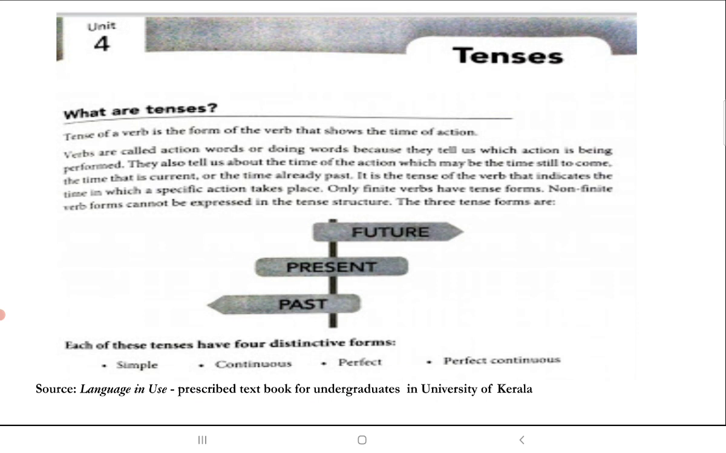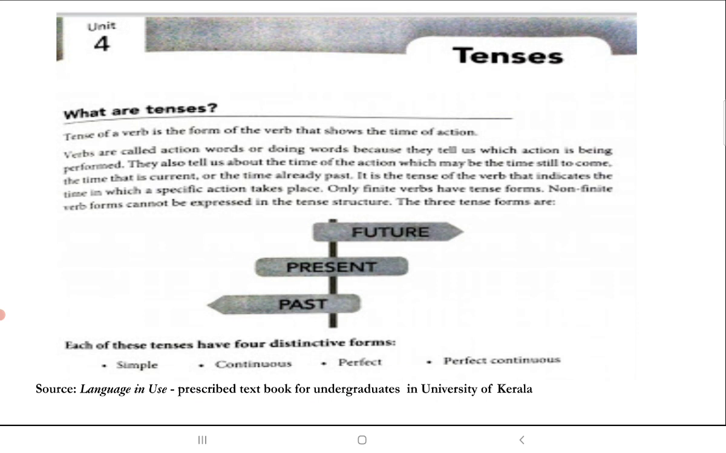So verbs are called action words or doing words because they tell us which action is being performed. They also tell us about the time of the action, which may be the time still to come, the time that is current, or the time already past. Time still to come, future. Time that is current is present, and the time already past is the past tense. It is the tense of the verb that indicates the time in which a specific action takes place. Of course, that is what I explained with the help of an example.